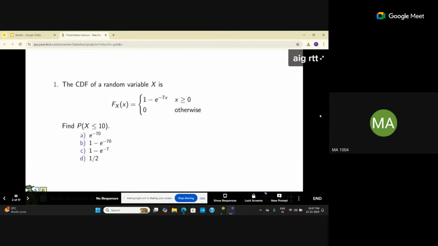Okay, so this is your question number 1. The CDF of the random variable x is given, and you have to find the probability that x is less than or equal to 10. Okay, now solve this question.